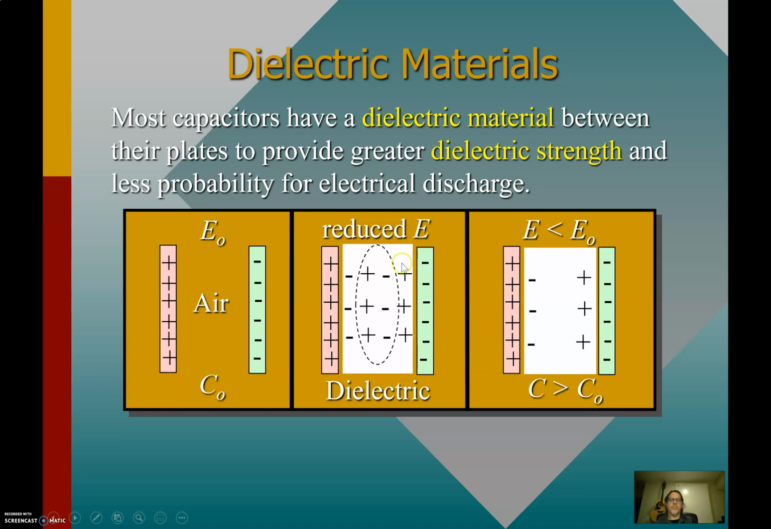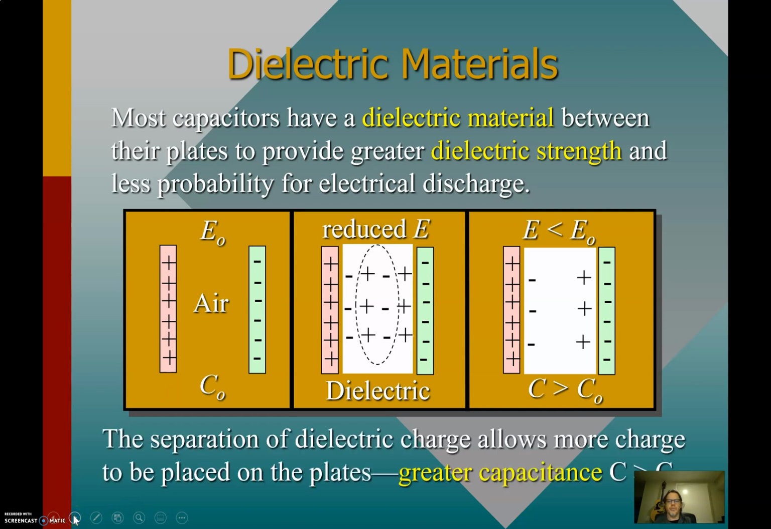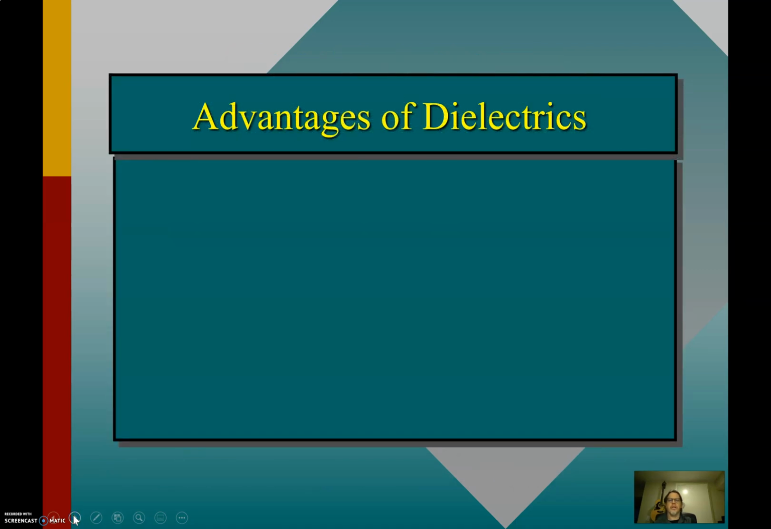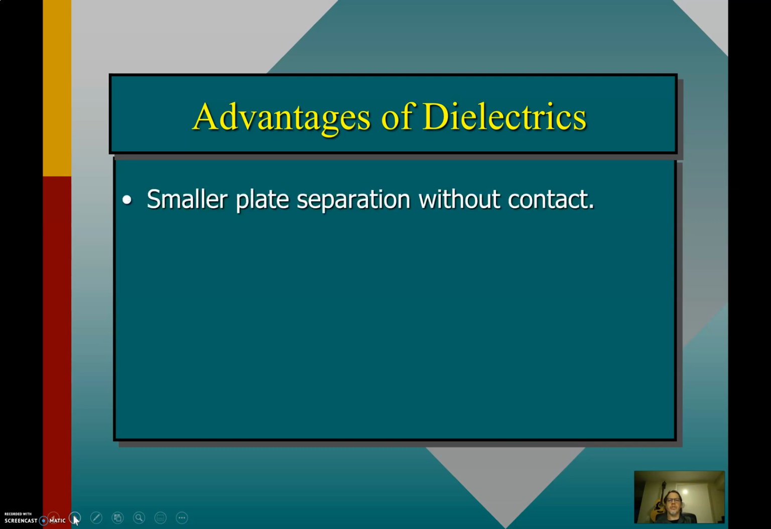So it does reduce the field, and the reason it reduces the field in between here is because now they're attracted to this side. So the field does get smaller, but what that does allow is it allows more charge to be stored on the thing by having a dielectric in between your two plates. So the separation of dielectric allows for more charge to be placed on the plates, hence you have a greater capacitance.